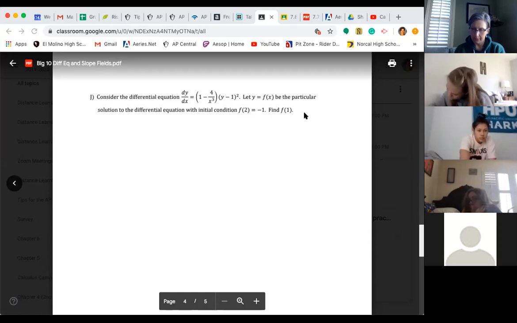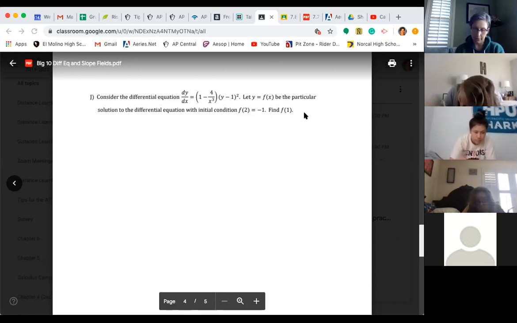Okay, so Christine, the first thing when you go to integrate both sides, on the left side, do you have a y minus 1 to the negative 2 before integrating? The negative 2. Yes. Right, before integrating. Yes.